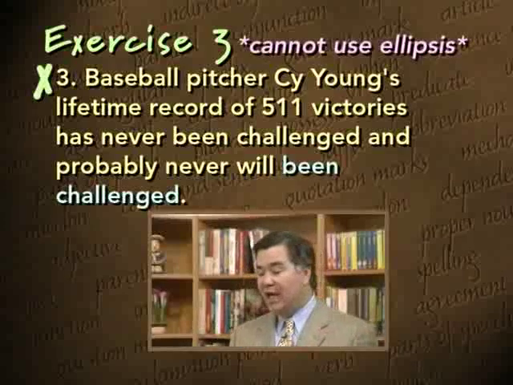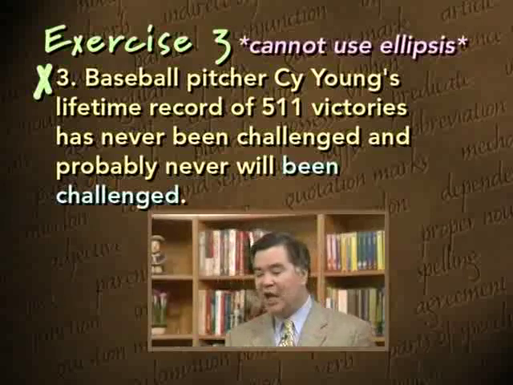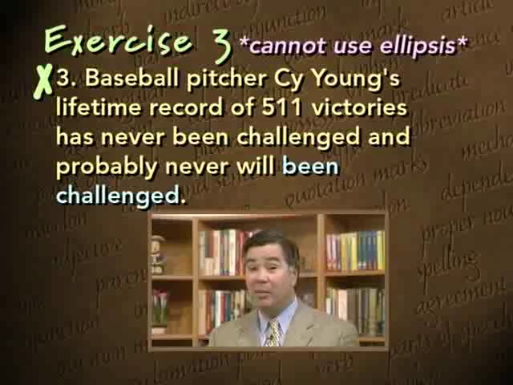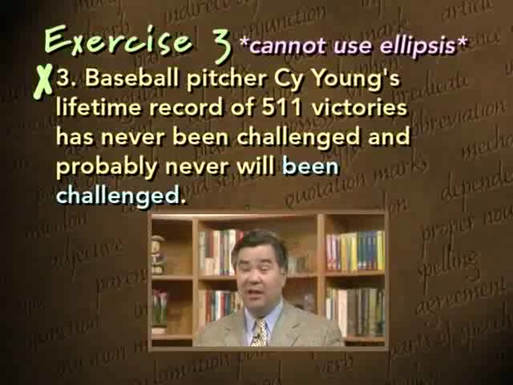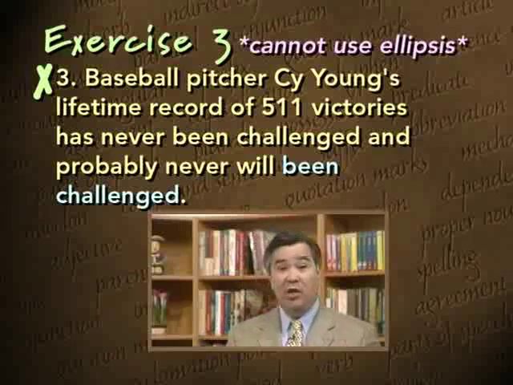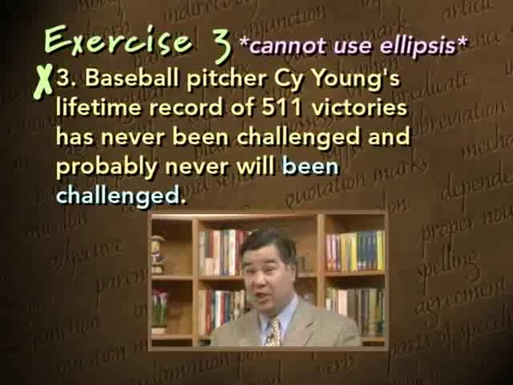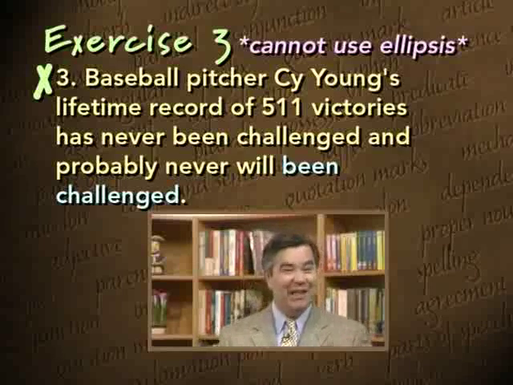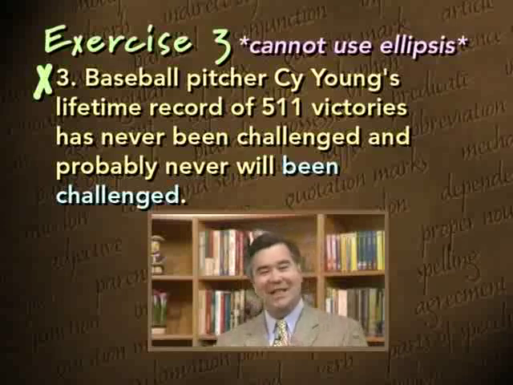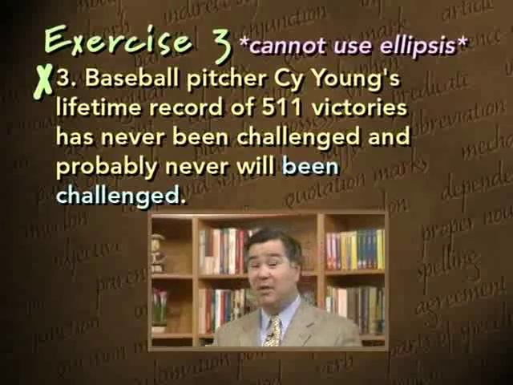Baseball pitcher Cy Young's lifetime record of 511 victories has never been challenged and probably never will been challenged. You can see that doesn't sound right. The second clause here would demand the wording and probably never will be challenged, which is different from been challenged. So since we can't insert exactly the same words into that second part of the sentence, we see that the ellipsis rule has been violated.